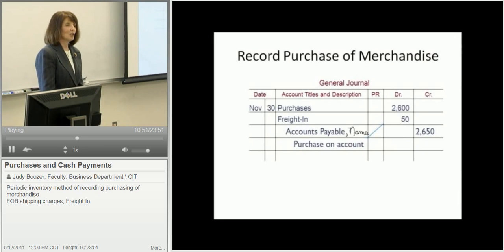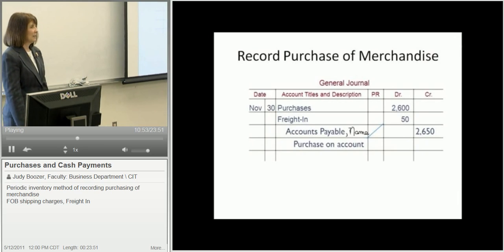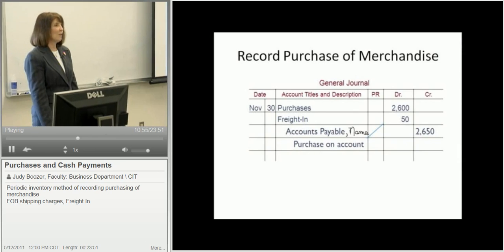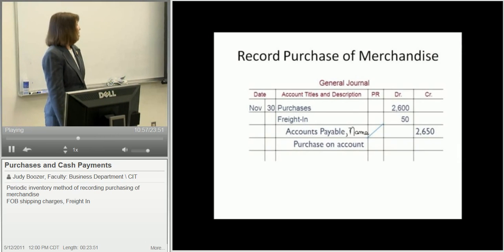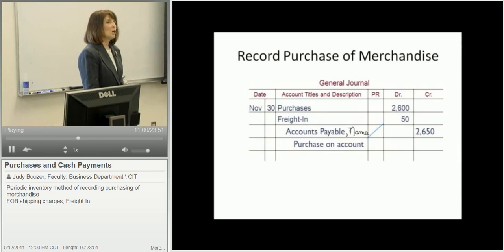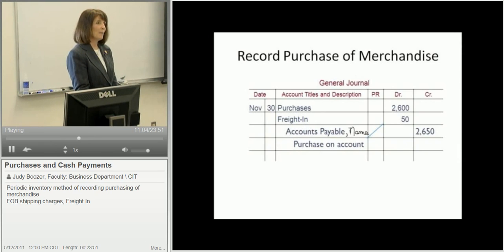So let's take a look at a journal entry for a purchase of merchandise. First of all, the debit goes to purchases. Remember that cost account we talked about? Because there were freight charges associated with this purchase, we want to also debit Freight In. Remember, it's a cost account with a debit balance. And then the credit goes to, if it's on account, accounts payable.